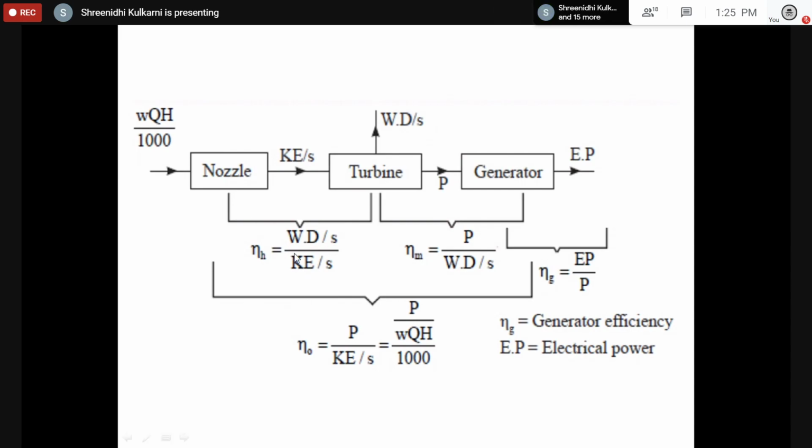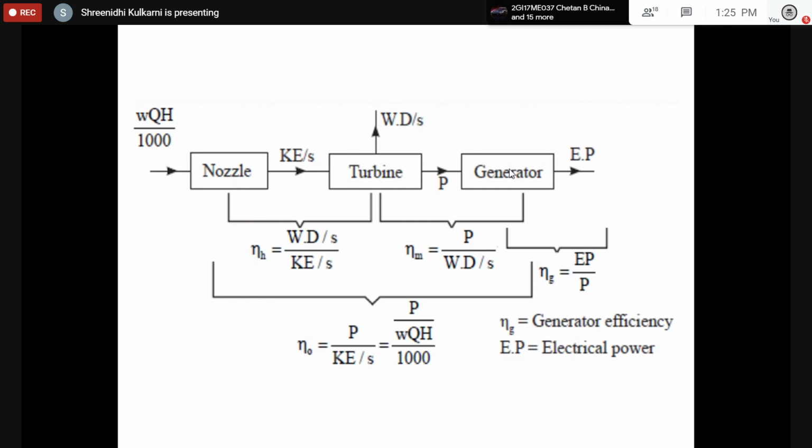Got it? Do you have any doubt in the hydraulic efficiency? Because hydraulic is nothing but water. Whatever water is entering the nozzle and also the turbine, from there to there, we can call it the hydraulic efficiency. Then I'll come to the mechanical efficiency.